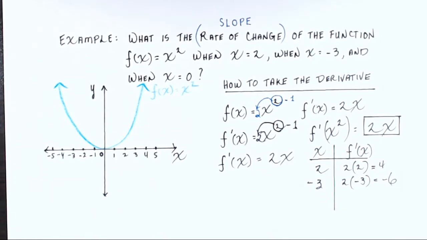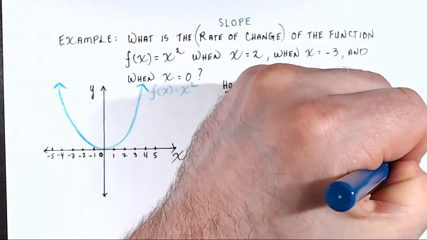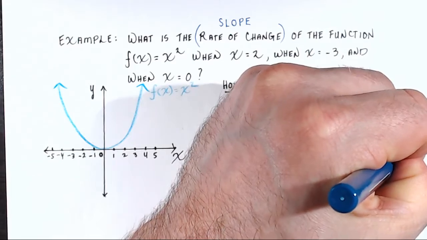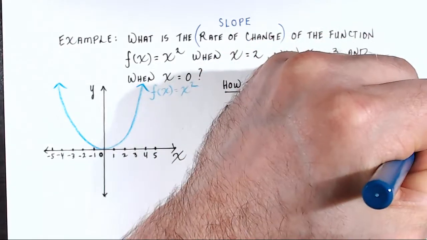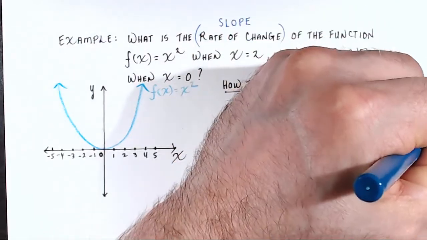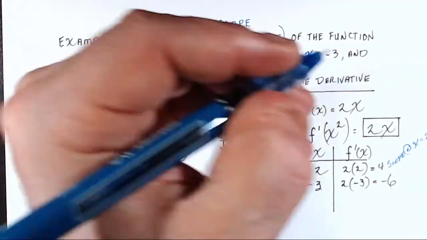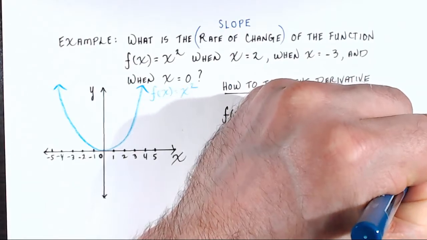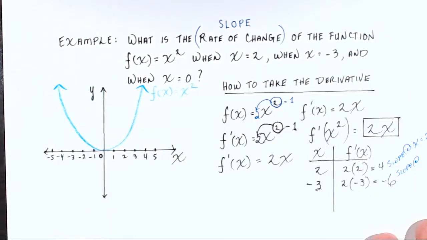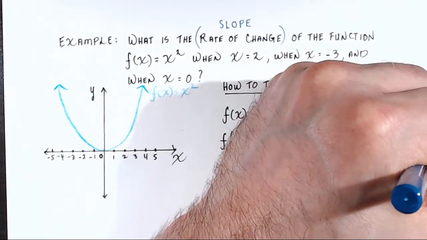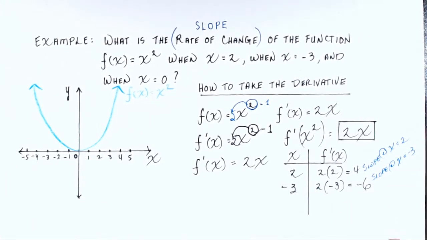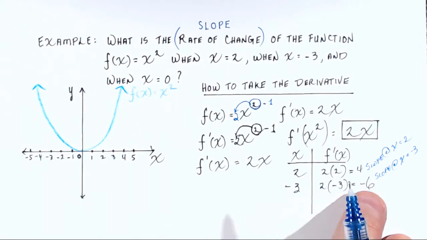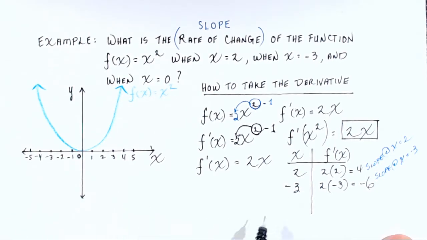Okay, these are slope values. So this is the slope at x equals 2. It's 4. The slope at x equals negative 3 is negative 6. Okay, so that's how you interpret the output. And now we'll try the last one.